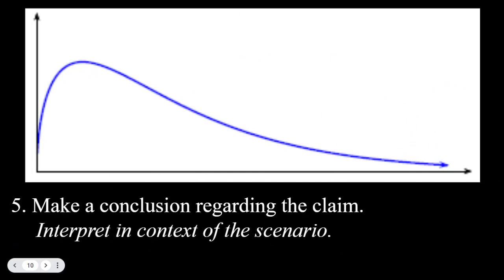Again, remember what our picture for these chi-squared tests looks like. All the values are positive. It is skewed to the right. That gives us a picture of what's going on, but we want to make our conclusion regarding the claim and then interpret that in context of the scenario that we have been given.